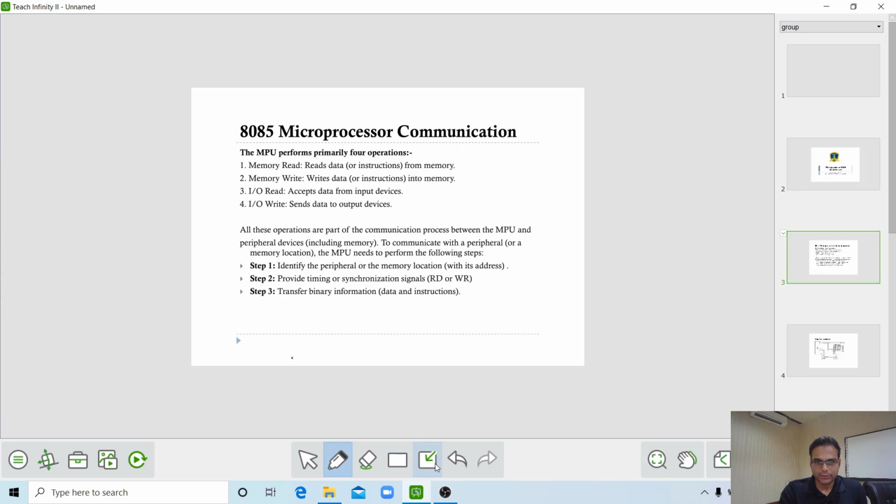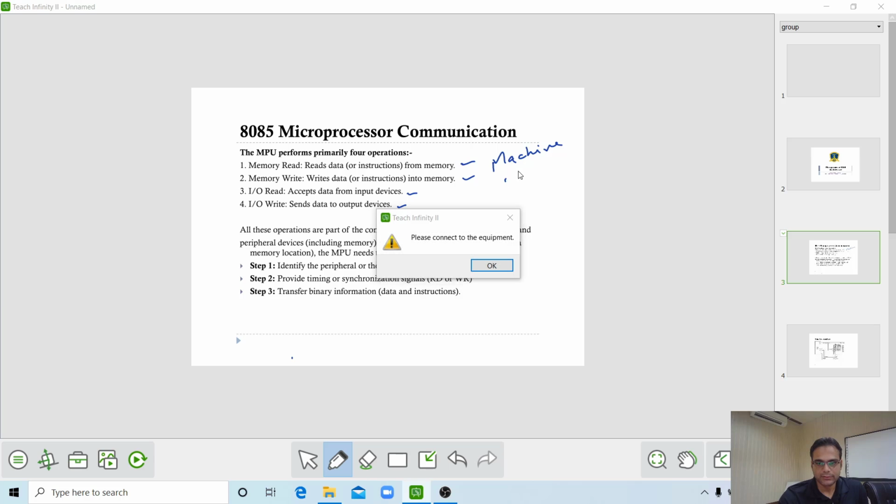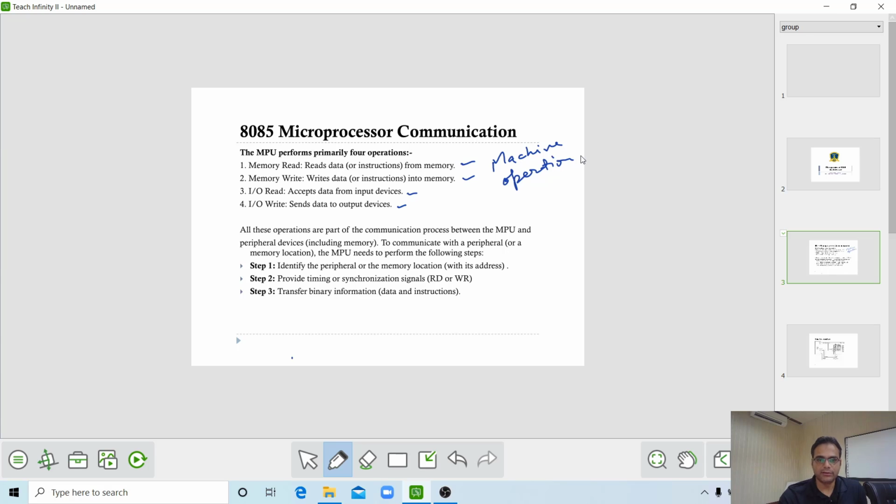Hello students, today we will learn how a microprocessor communicates with external devices. There are a few basic operations, like memory read, memory write, IO read and IO write, which are performed by the microprocessor to communicate with external devices or peripherals. These are also called machine operations.